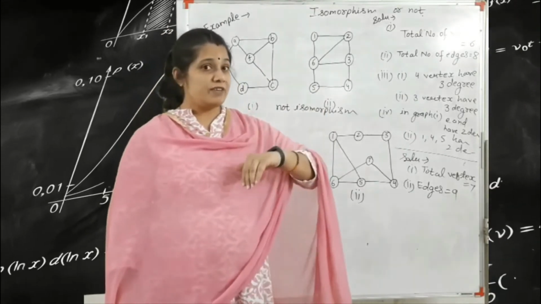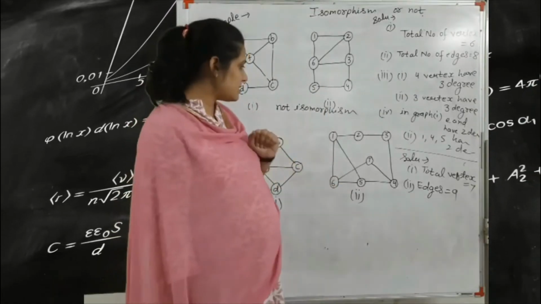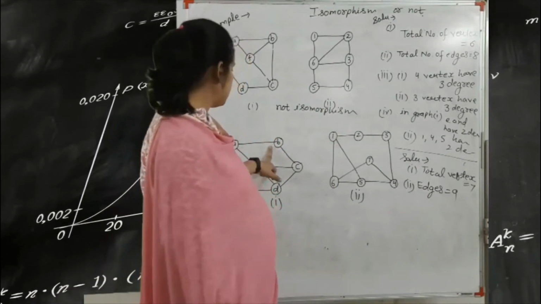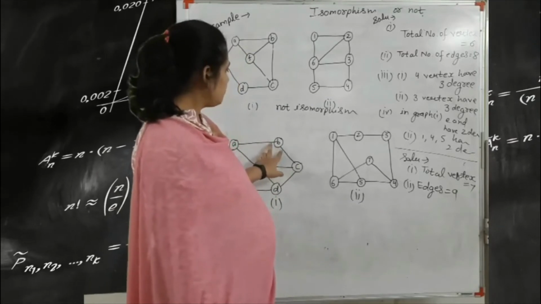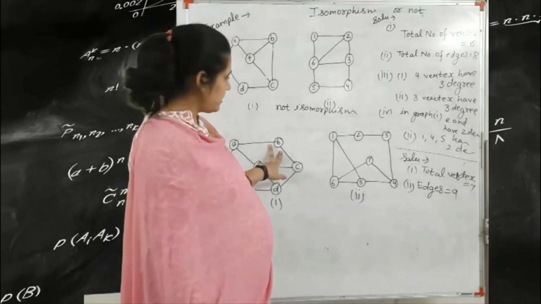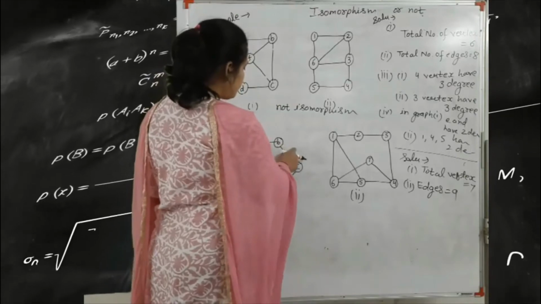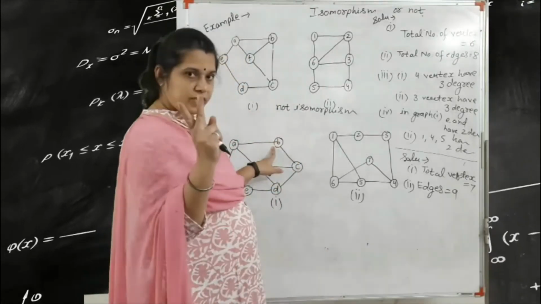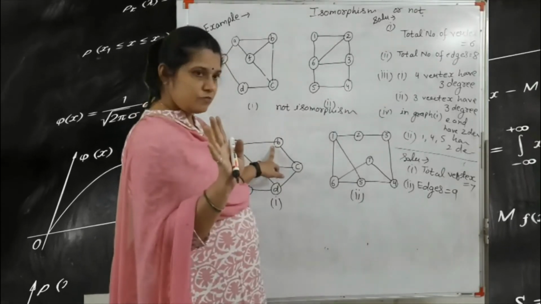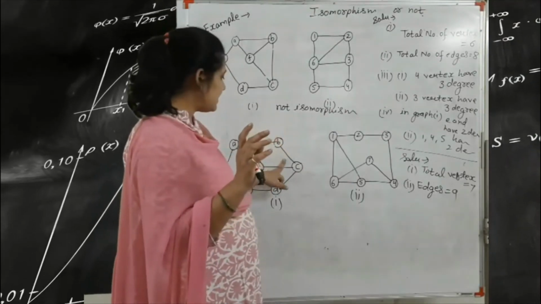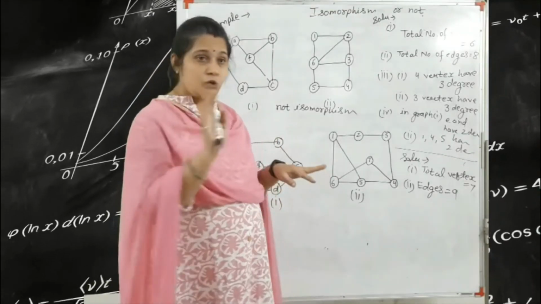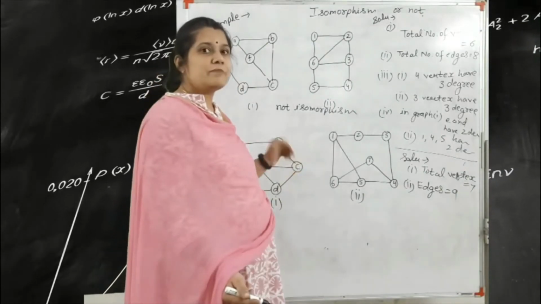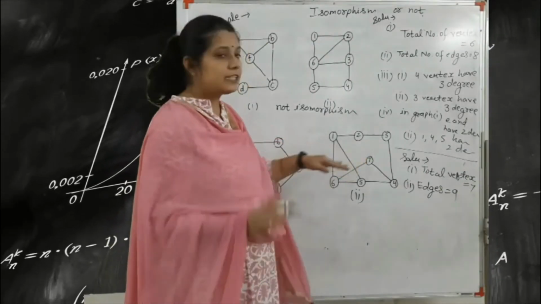Okay, so next condition is what? Here B has degree 2 and the neighbors of B are A and C. Listen carefully here. B has degree 2 and the neighbors of B are A and C. And A and C both have degree 3. Got it? So just the same condition you find in the second graph.